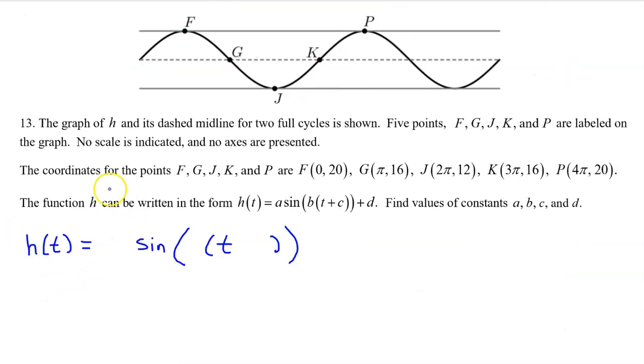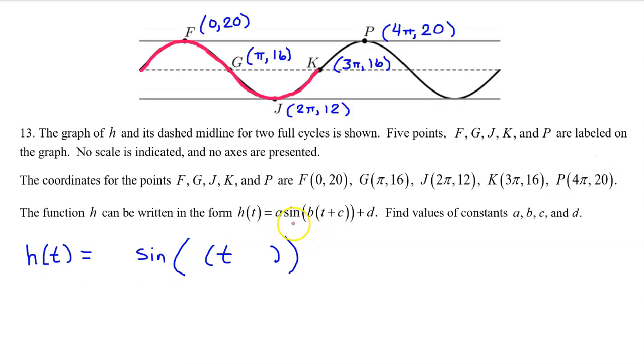Number 13 is the same problem with different coordinates. This is still a sine function, so I'm going to write the equation of this period of h of t. This period is right side up compared to the parent function, so the a value will be a positive number. Specifically, the a value will match the amplitude, which is the highest value minus the middle value. So a will be 20 minus 16, and that gives us an a value of 4.